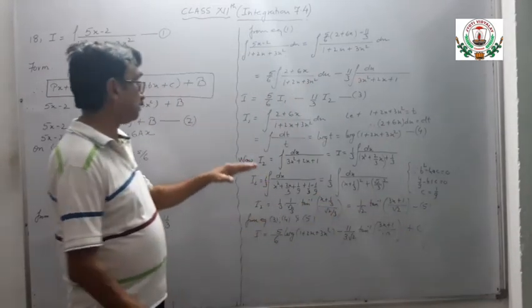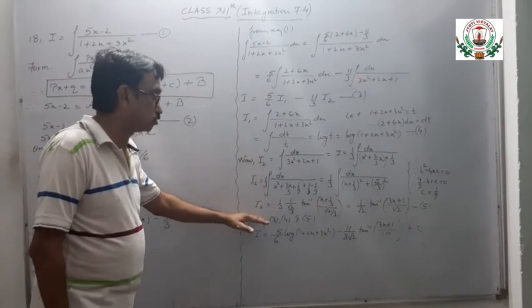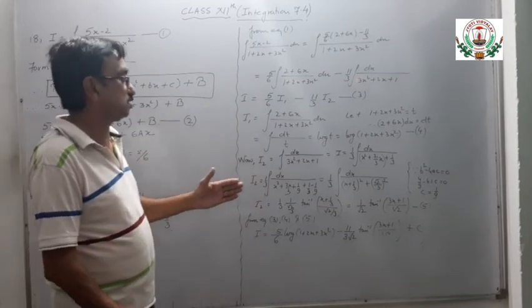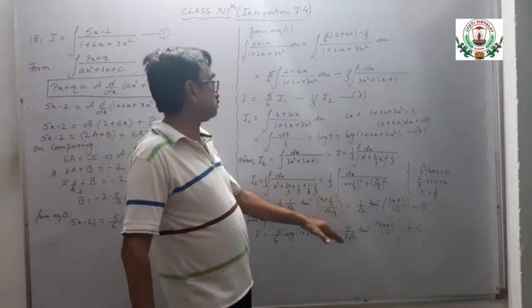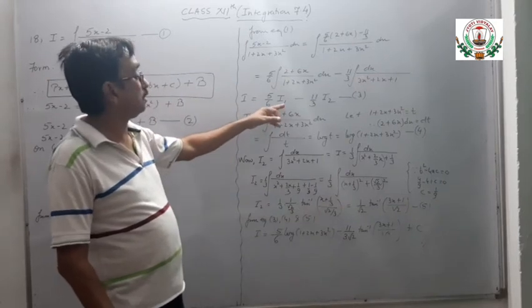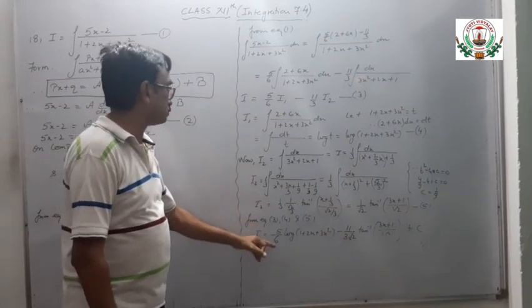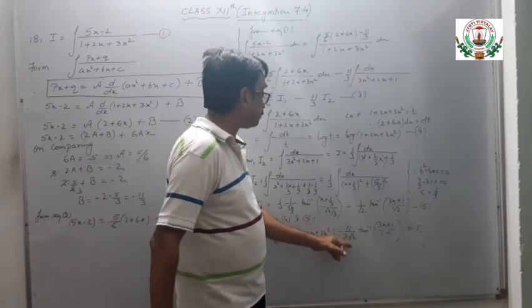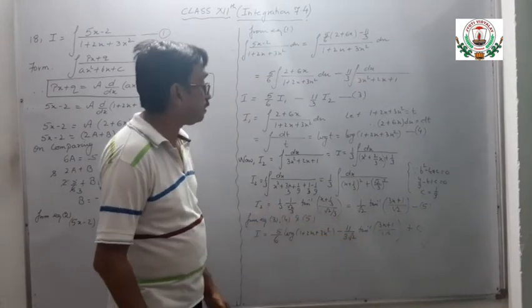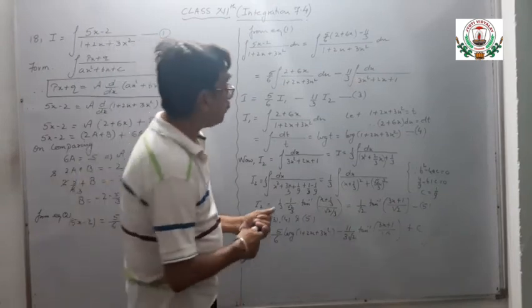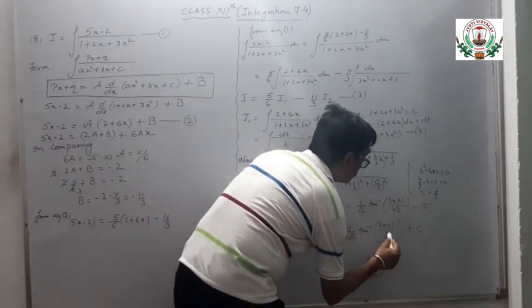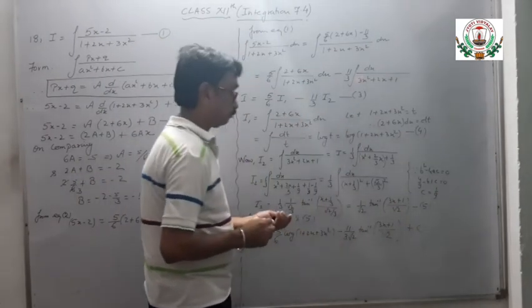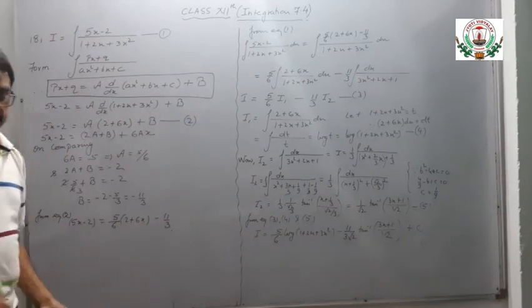So we have integrated I1 also and I2 also. This I1 integration answer and I2 integration answer you substitute in equation number 3. So I equals to 5 by 6 log of 1 plus 2x plus 3x square, minus 11 upon 3 root 2 tan inverse of 3x plus 1 upon root 2, plus integration constant.